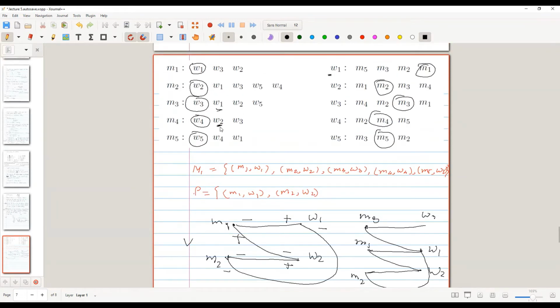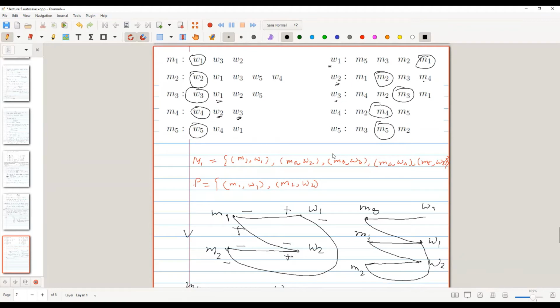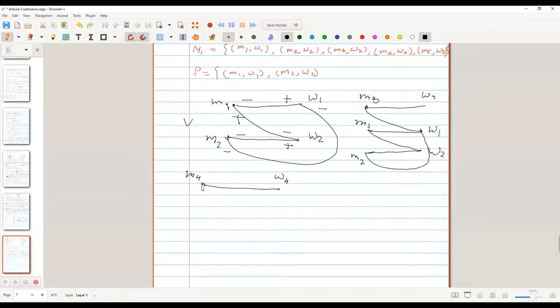From M4's list, the next one is W2. W2 doesn't prefer M4 over her current partner. So we go to W3. In W3's list, W3 prefers M4 over her current partner. So W3 is the one which will go with M4. Now, can you see what is happening here?